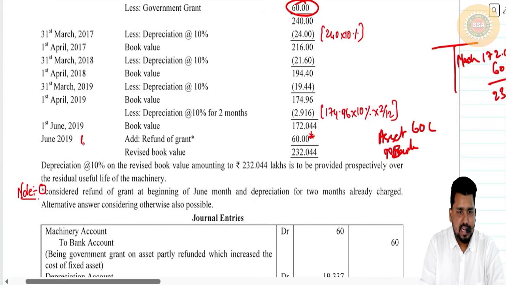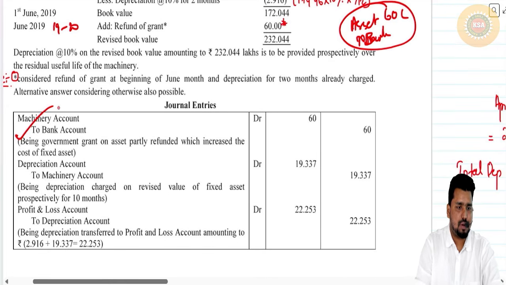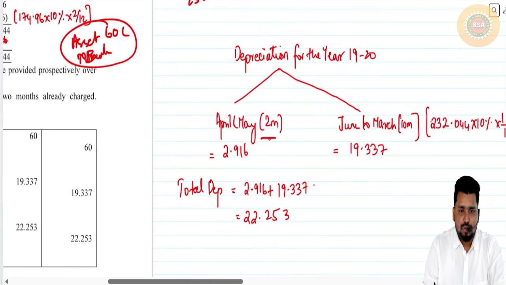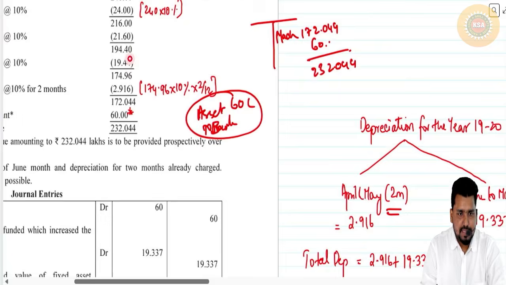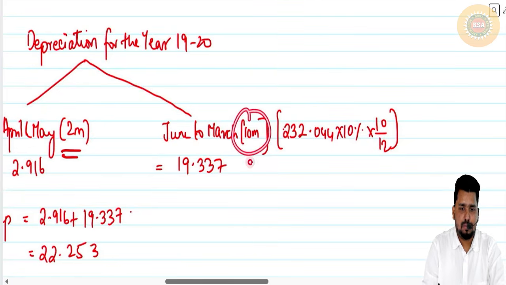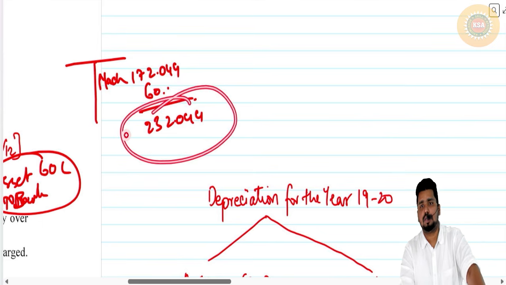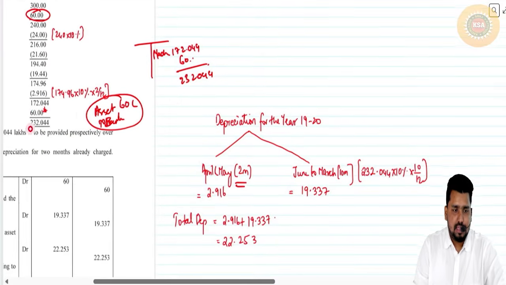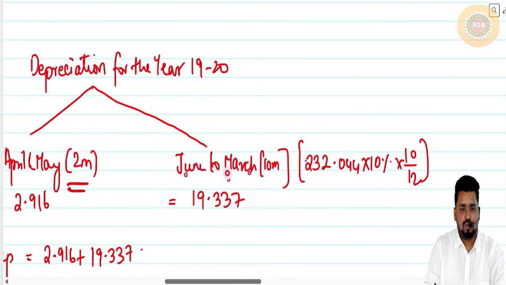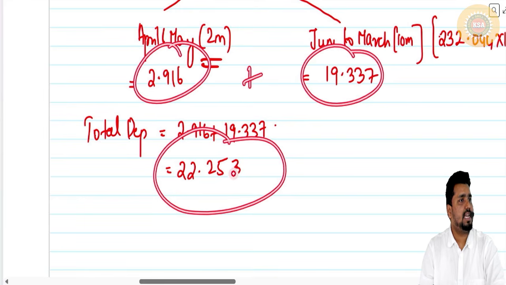This is happening in which year? 2019-20. They are also asking for the journal entry for 2019-20. What is the refund entry you said? Machinery account debit to bank account. Then we have to charge depreciation. Out of 12 months, for the first 2 months we are providing depreciation. What is the first 2 months' depreciation? 2.916. How many more months to go? 10 more months. For the 10 months, the revised depreciation should be calculated on what number? The revised amount, 232.044, 10% into 10 by 12. So from June to March, what is the depreciation? First 2 months, next 10 months. Total depreciation is 22.253.